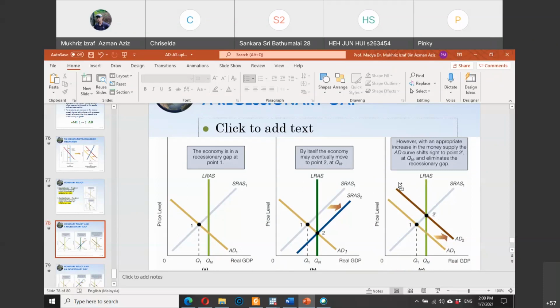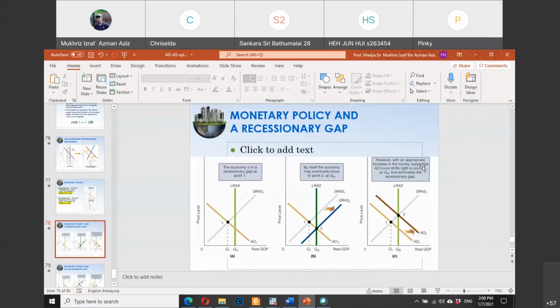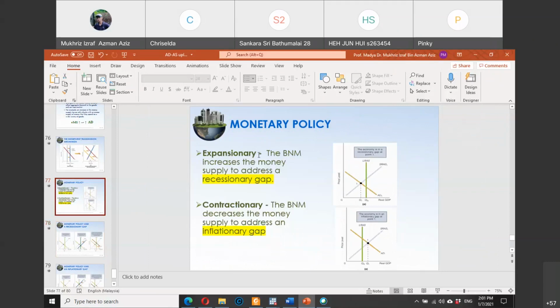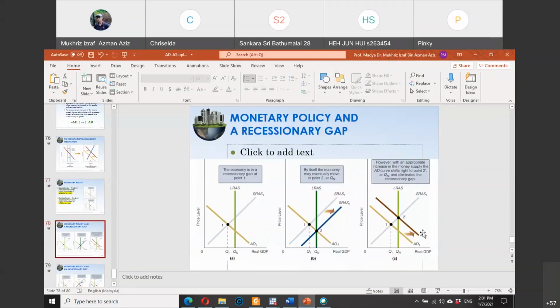So whenever the government, in this example here, when the economy is facing a recessionary gap, a recessionary gap means the short run output is lower than the long run output. So in order to correct for this, the government might use what we call expansionary policy, by increasing money supply. So how does this happen? It will shift the aggregate demand curve to the right, so that you can eliminate the recessionary gap.